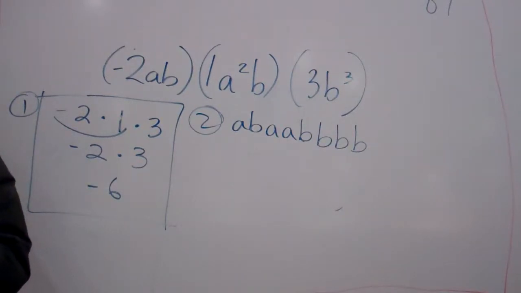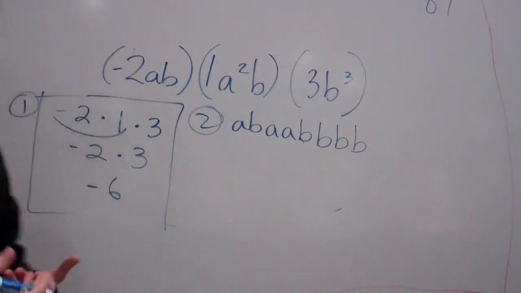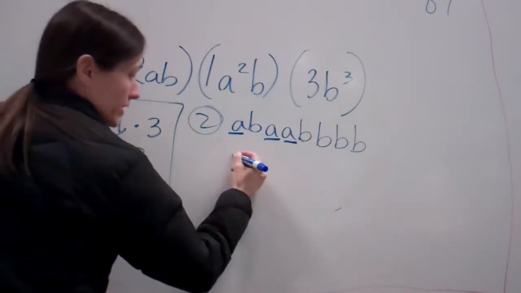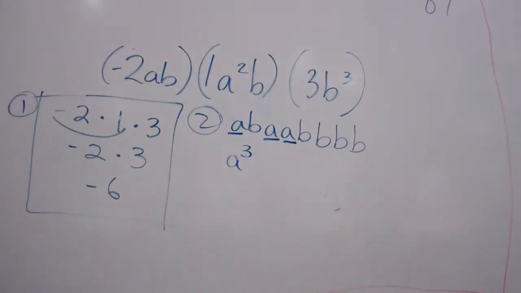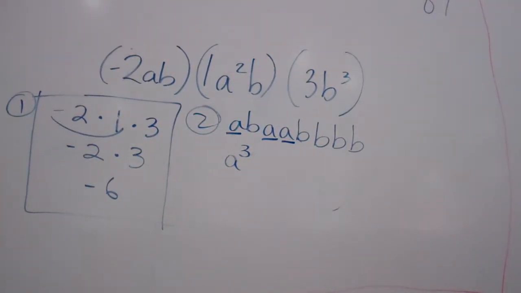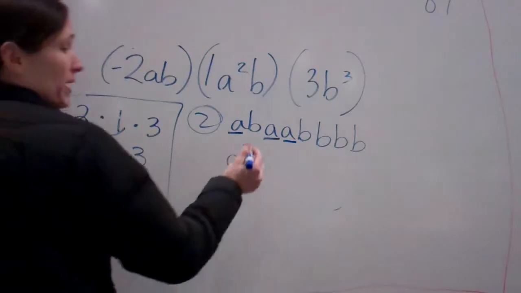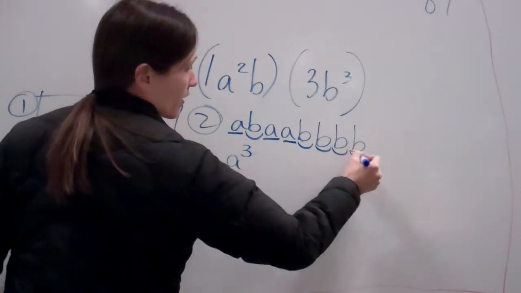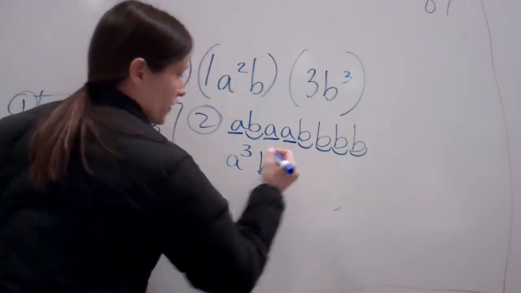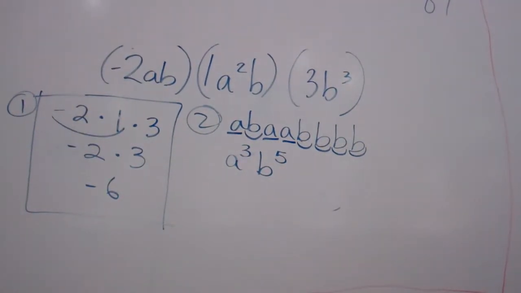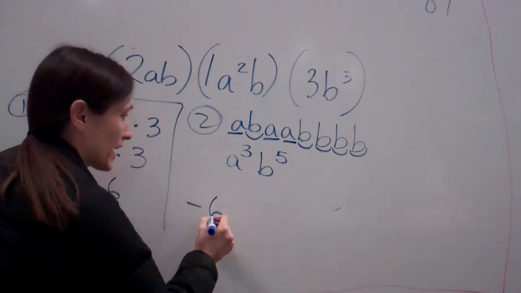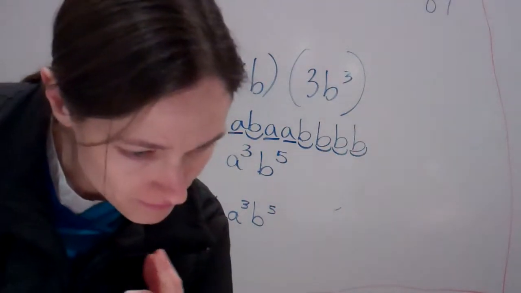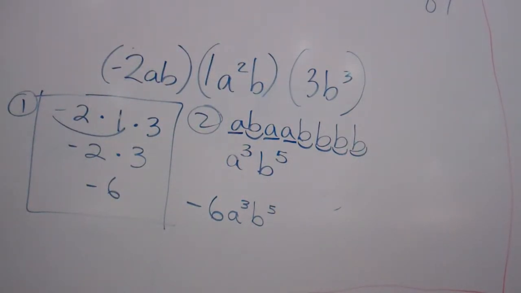Now just bring all the like letters together. I have 1 a, 2 a's, 3 a's. So it's going to be a to the third power because we're multiplying: a times a times a, which will give us a cubed. Then our b's: 1 b, 2 b's, 3 b's, 4 b's, 5 b's. b to the fifth power. And then you bring it all together. My final answer would be negative 6 a to the third, b to the fifth. Do we get it? Everybody understand? Yes, ma'am. Okay.